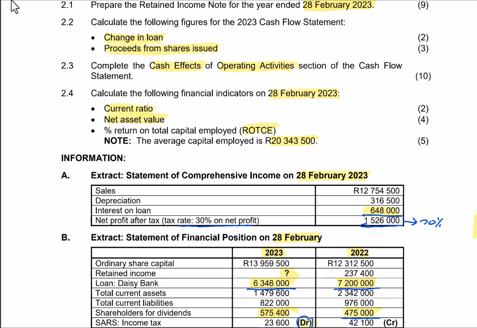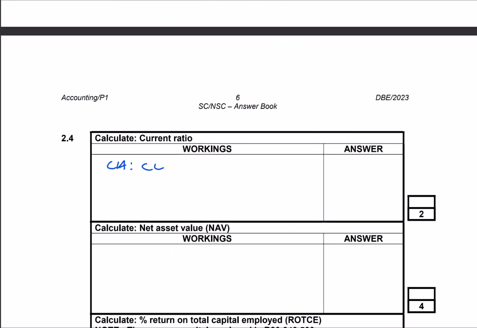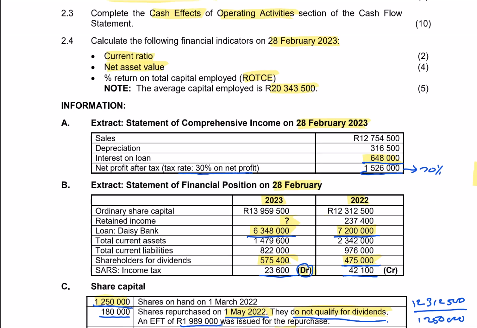So for 2023, our current ratio: total current assets is 1,479,600. That is 1,479,600 is to current liabilities 822,000.